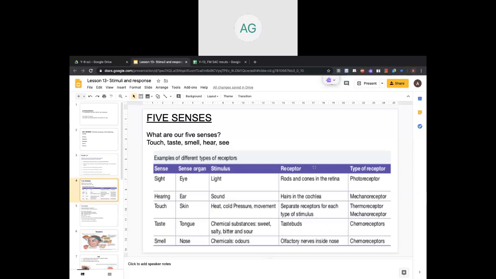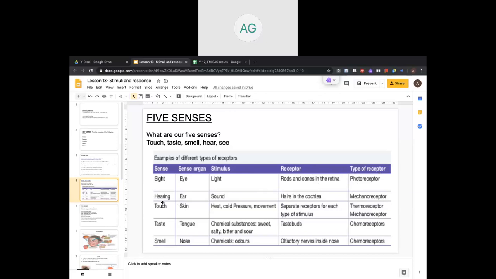The cells are rods and cones in the retina. These are parts of the eye, inside the eye, and they help us to see. The receptors are known as photoreceptors because they are receiving the light. Photo means light. Does that make sense, that chart? So let's look at the next one.